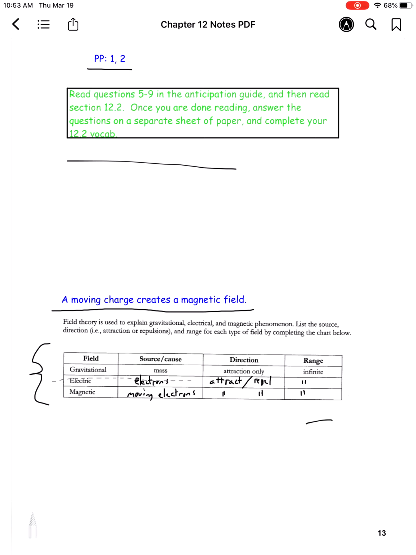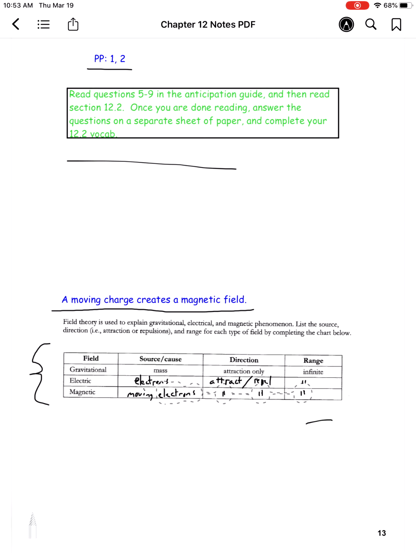Its range is also infinite, but it's much smaller than gravity itself. Gravity has a real infinite range. Electricity has a much smaller range. It's still infinite, but it's smaller. Then we have magnetic.